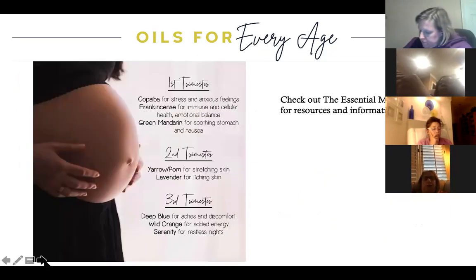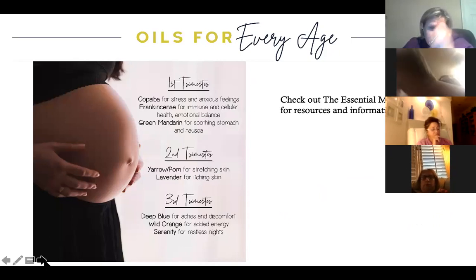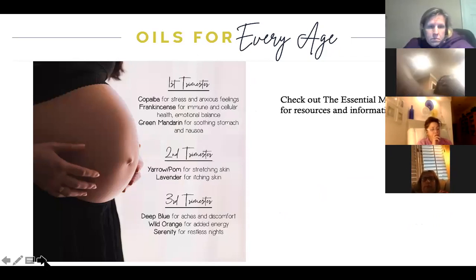And then just a quick snapshot here, some great oils to be using by trimester. So first trimester: copaiba, again, supportive to the central nervous system, great to reduce the feelings of stress and anxiety during that first trimester. Frankincense, for emotional balance and immune support. Green mandarin, which we've been talking a lot about this month as it's on promotion, for soothing the stomach and for relieving those feelings of nausea.